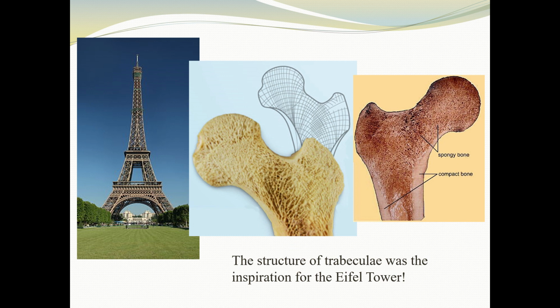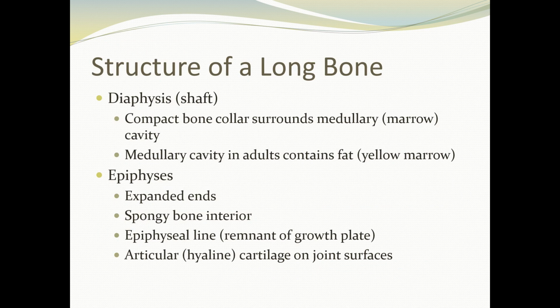Trabecula run along the lines of tension in a bone, and as you can see, the structure of the trabecula was the inspiration for the Eiffel Tower, because spongy bone is lightweight and airy, however very strong because it runs in those lines of tension. This helps to lighten the bone so that the weight is not too heavy as we're trying to move around.